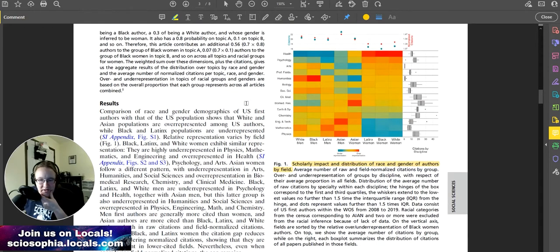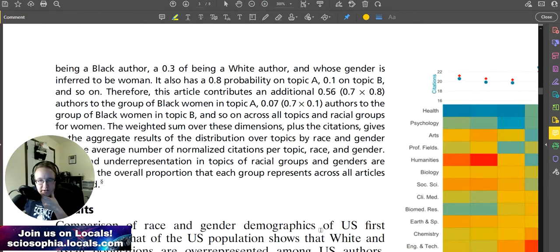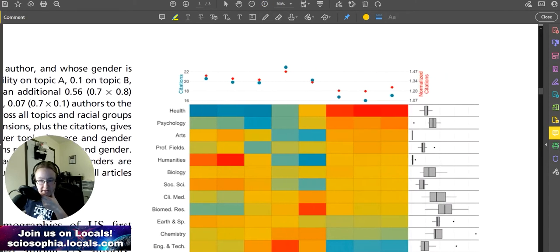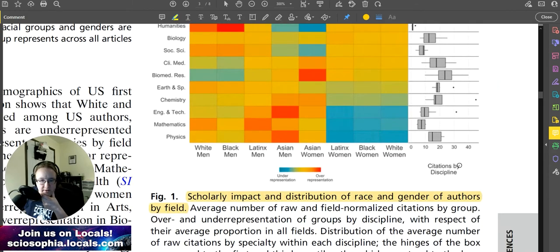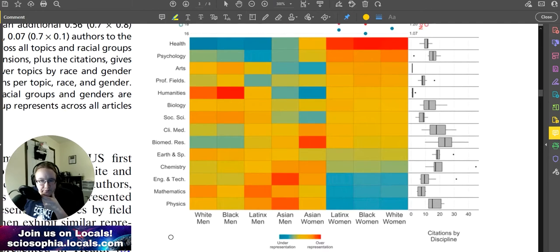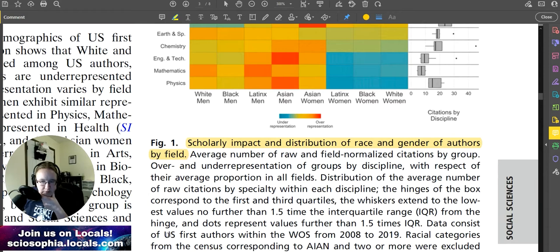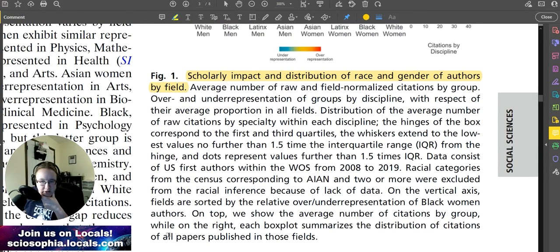Let's continue. Okay, this figure, I'm going to zoom in on this figure a little bit, because this is the only figure where STEM fields are mentioned. Physics, mathematics, engineering, chemistry, earth, biomedical research, and then on up the way. Biology here too. And I want to notice something. So normalized citations, what here? Average number of normalized citations by group. So they really don't say much about how they normalize the citations, as I recall correctly, although I may have missed it. Fair point if I did.